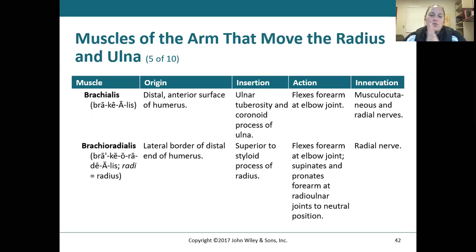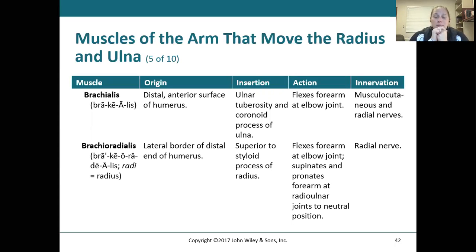Brachialis originates at the distal anterior surface of the humerus. Its insertion is the ulnar tuberosity and coronoid process of the ulna. It flexes the forearm at the elbow joint. The musculocutaneous and radial nerves are the innervations for brachialis. Brachioradialis originates at the lateral border of the distal end of the humerus and inserts superior to the styloid process of the radius. It flexes the forearm at the elbow joint, and the innervation is the radial nerve. I did not mention that it also pronates and supinates the forearm at the radioulnar joints to the neutral position.